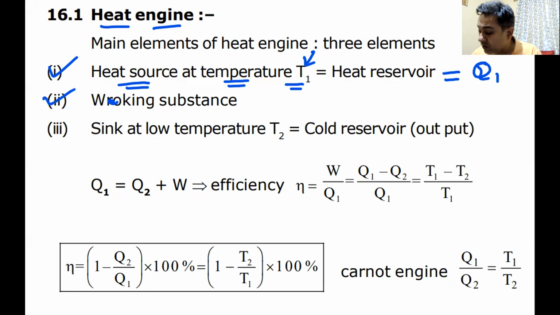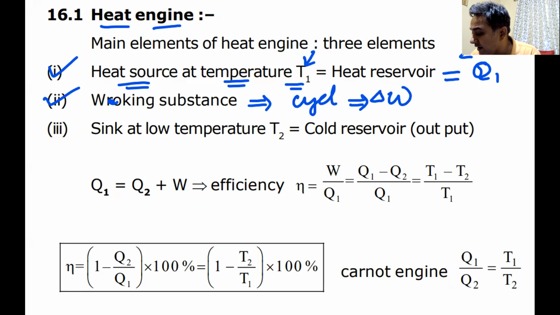Spelling of working is wrong. Working substance, which is usually a gas or air, undergoes which type of process? It undergoes a cyclic process, and it gives an amount of work W or delta W out. Do we understand this? Delta Q1 is the amount of heat taken from the source. Delta W is the amount of work that has been done by this cyclic process.